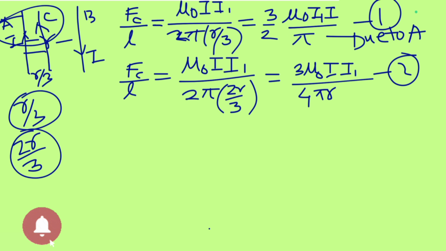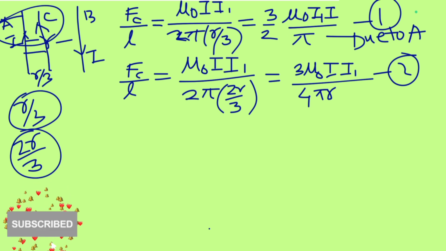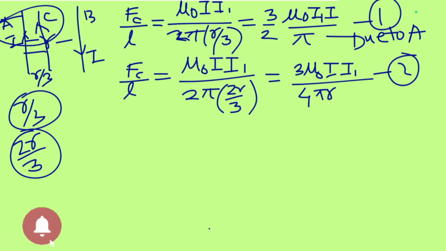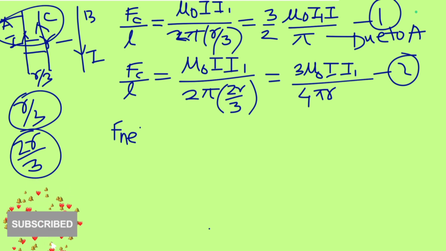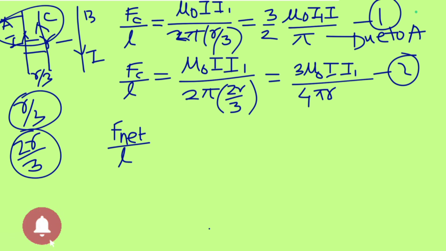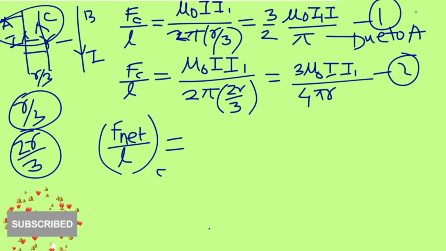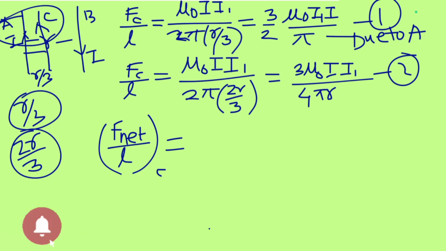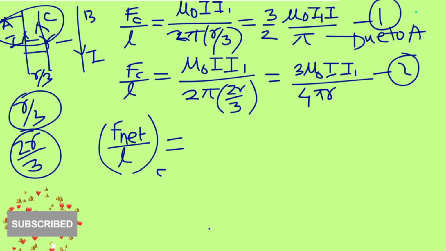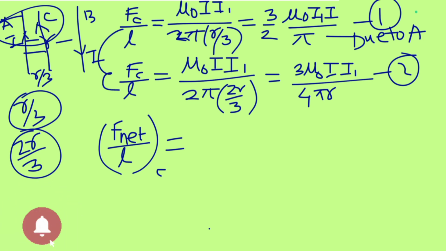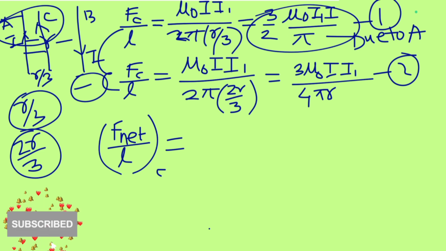Now from equations 1 and 2 we know that the force due to the conductor A is more. Why? Because it is very near to the conductor C. So the net force per unit length for C will be equation 1 minus equation 2. So I will write here this minus this, and do the subtraction. First I will write the equation 1 value.